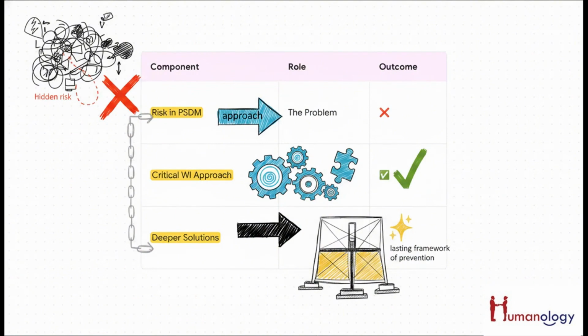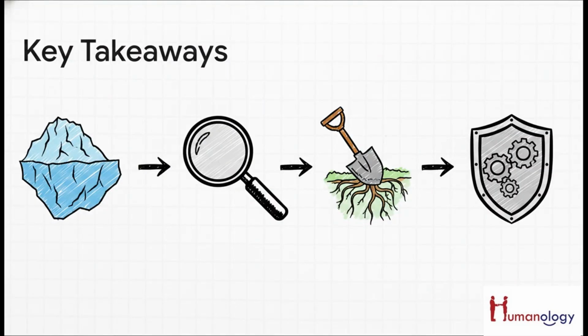This table pulls our entire story together so nicely. You start with the problem, that hidden risk in a complex system. You apply the solution, the critical weakness identification approach, and you get the result, deeper solutions that create a lasting framework of prevention. It's a beautiful, logical chain from start to finish. So, let's do a quick recap of the crucial points. Number 1, every complex system has those hidden dangers. 2, the critical WI approach is your proactive strategy to hunt them down. 3, this whole process leads to deeper solutions that fix root causes, not just symptoms. And the end game? A truly resilient preventative framework.